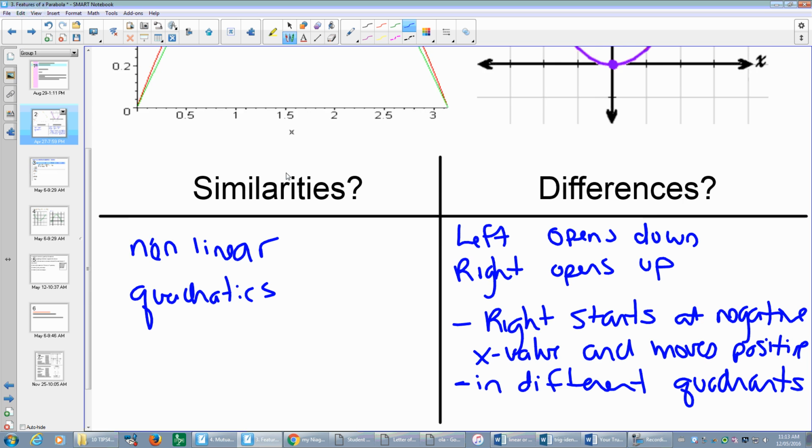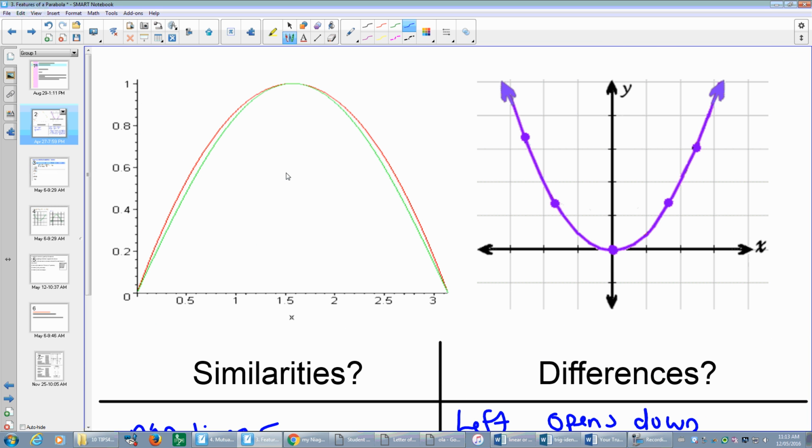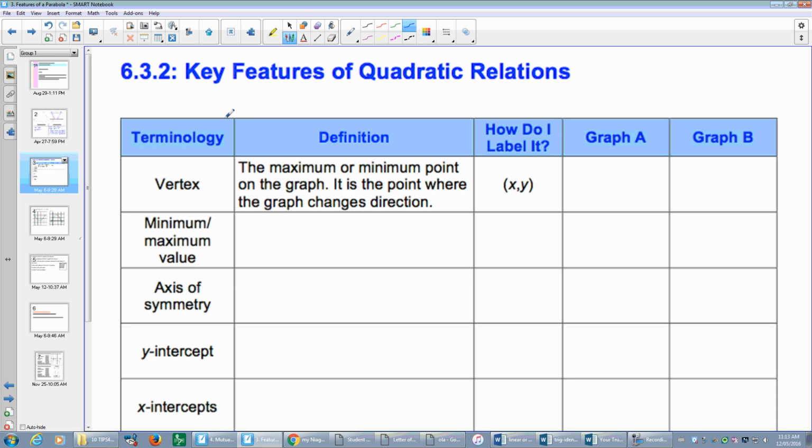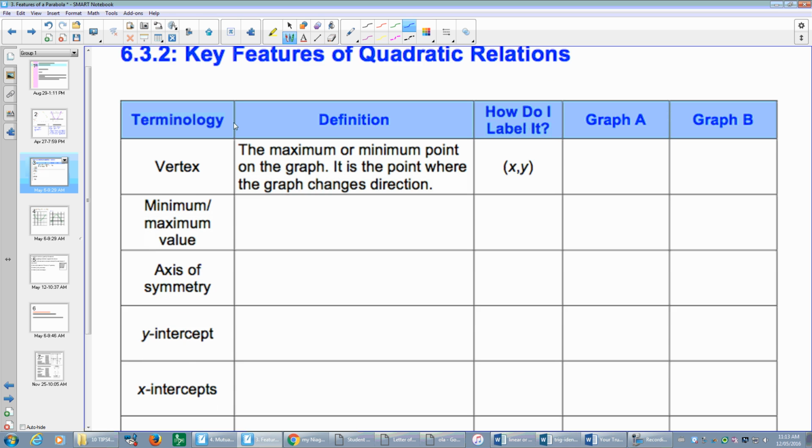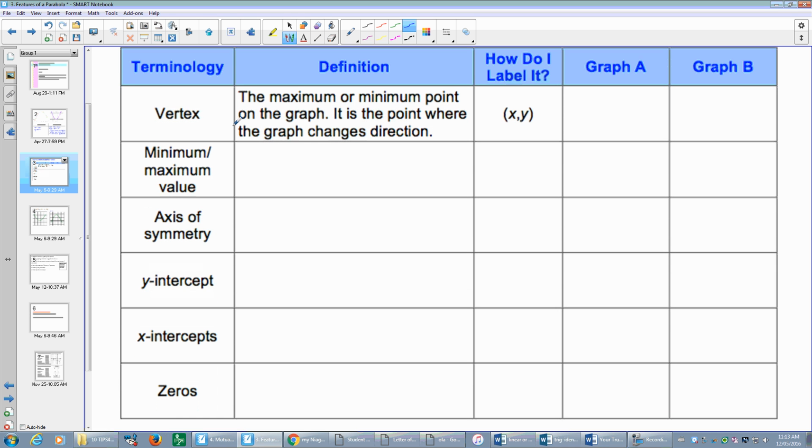Okay, so we're going to be talking about specific properties about these quadratics. Okay, so if you can turn to this because you have this in your notebook. Kyle? You should have this. You were here, and you got it, because you were here on Monday.